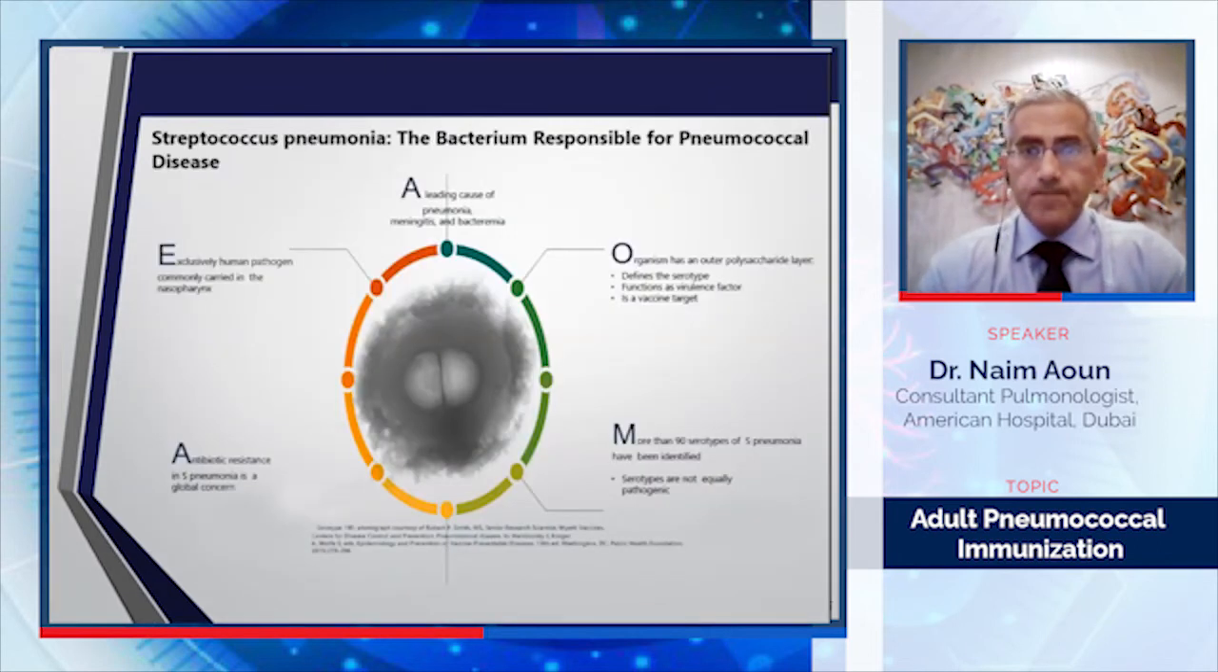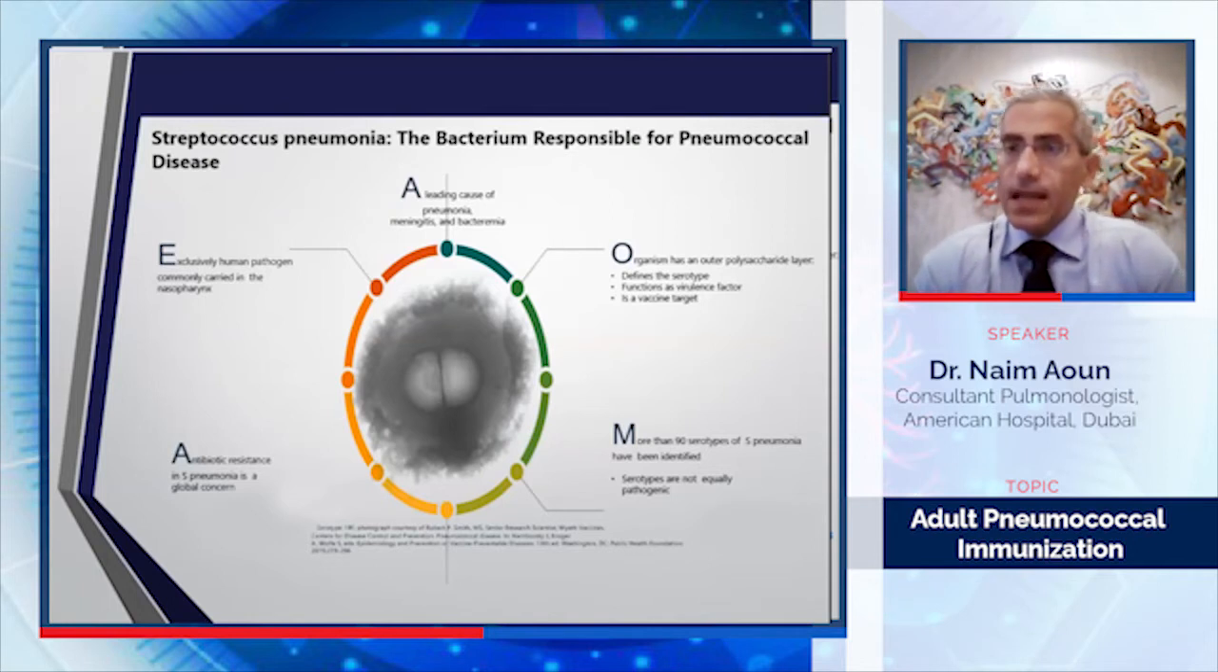So, having said that, our interest today is in Streptococcus pneumonia, which is the bacterium responsible for pneumococcal disease. So first of all, it's a leading cause of pneumonia, meningitis, and bacteremia worldwide. The organism has an outer polysaccharide layer. This is what defines the serotypes, the 90 different serotypes. This antigenicity difference is there. It functions as a virulence factor and is the vaccine target. Of course, nowadays with the pandemic going on, this reminds us of the virus we've been dealing with, the coronavirus. So there are some similarities in the physiology there.